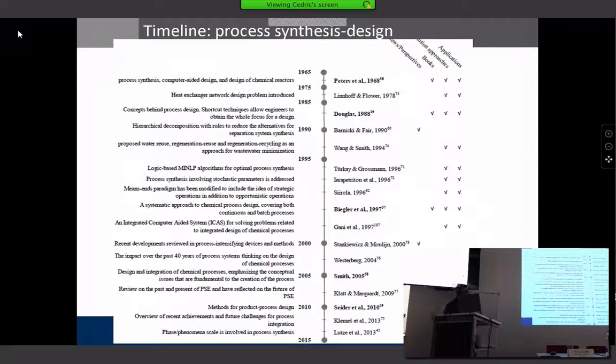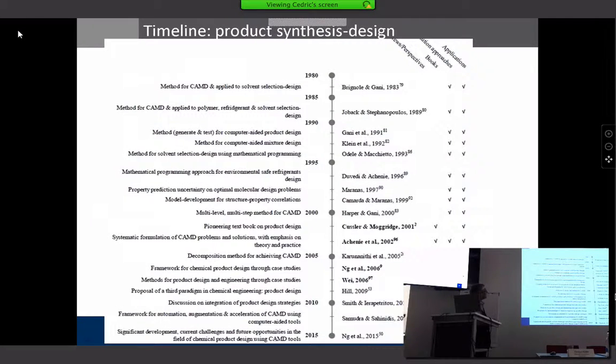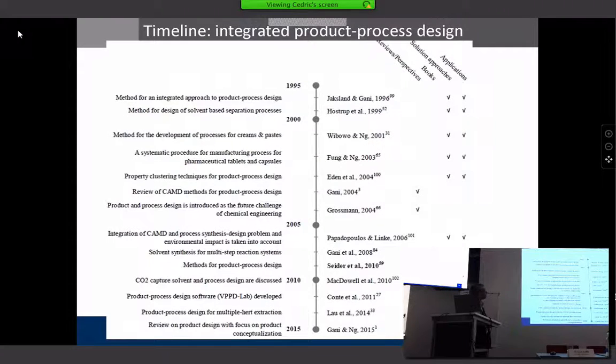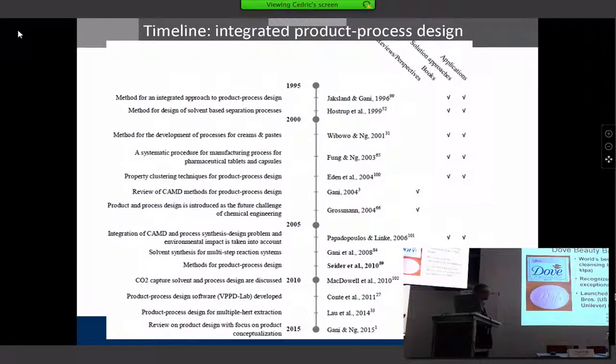I think I will skip this, but if you are interested in the timelines, it's a very biased timeline, I would say, starting from 1965 in process synthesis all the way to 2015. We put this in our paper. We indicate some of the important developments, in our opinion, related to product process. So you're welcome to see that in the paper. And this is for product, this is for integrated process product.